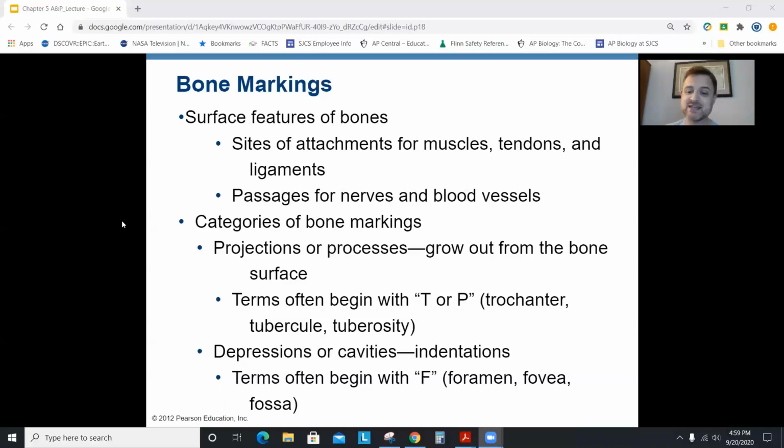Things that begin with T's or P's are generally things that stick out. When we do our different labs on bones and we see more of these in detail, we'll come back to this, but for now, just file away: T's and P's stick out, F's stick in, or are holes or cavities.